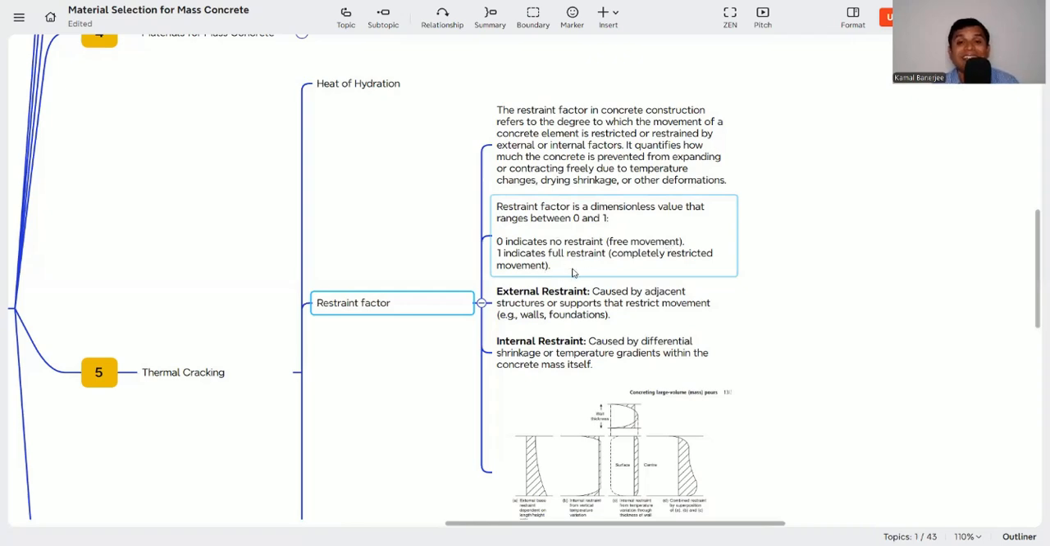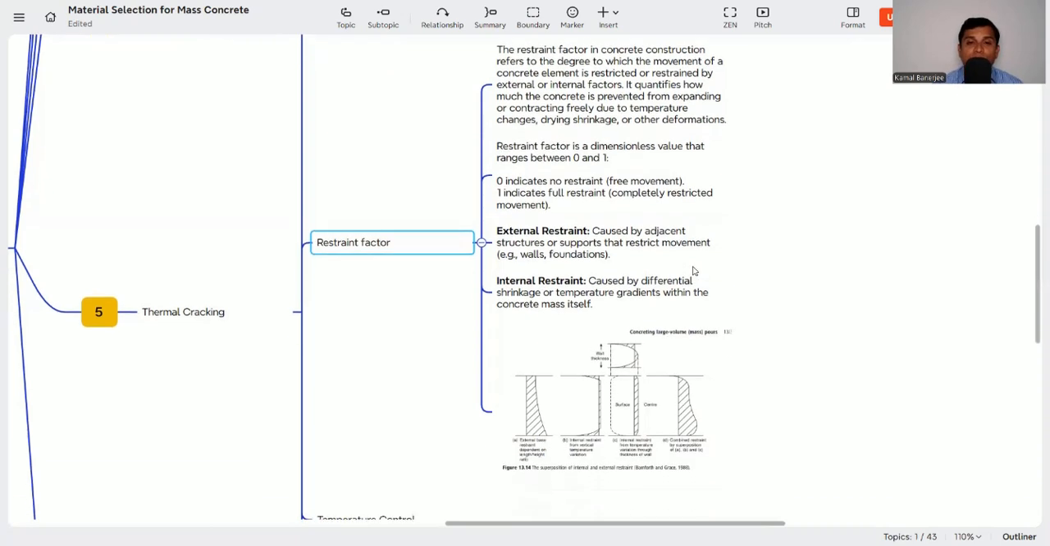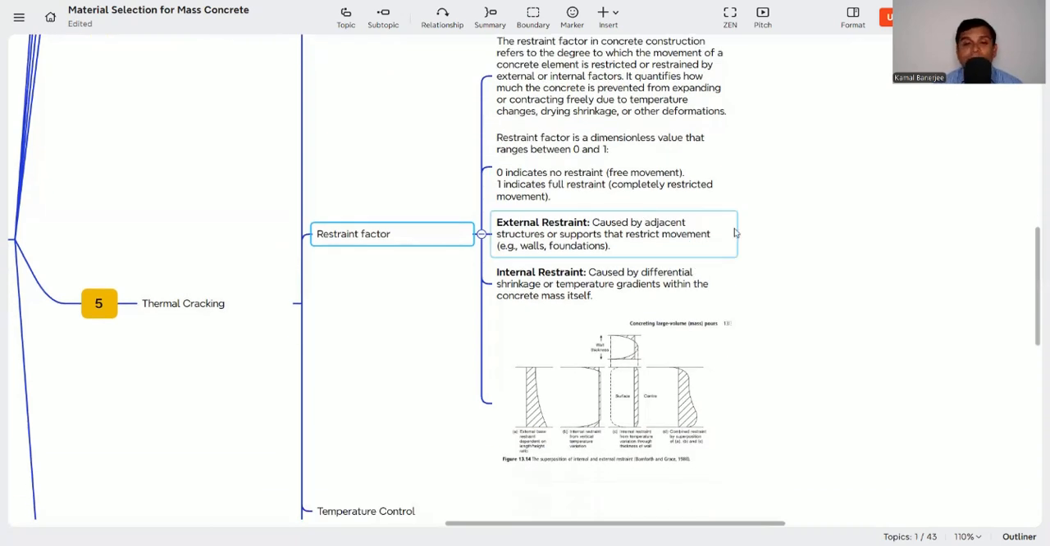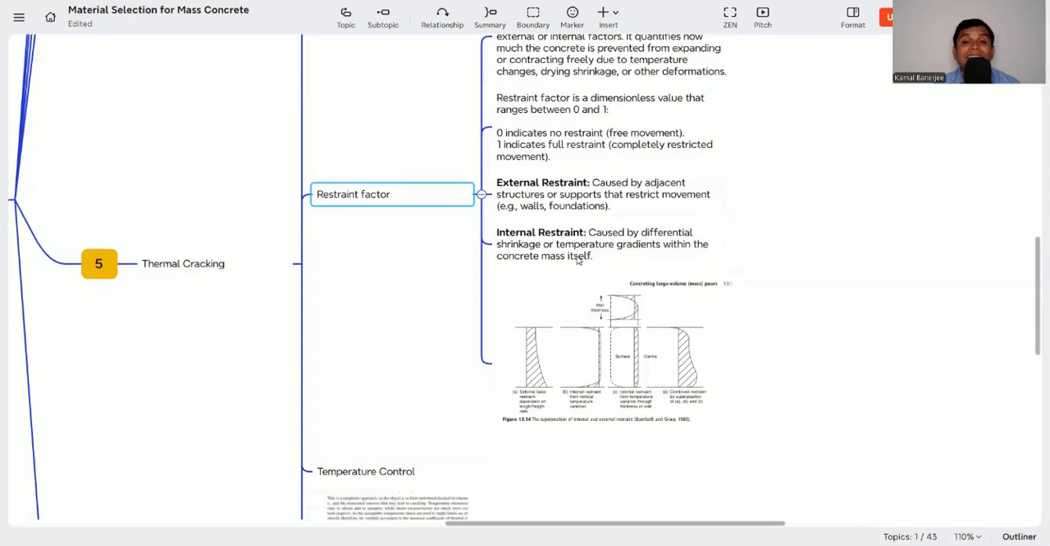So I have said already there are two kinds of restraint. There is external and another is internal. So what is external restraint? Caused by adjacent structures or supports that restrict movement, that is walls, foundation, etc. And internal, caused by differential shrinkage or temperature gradients within the concrete mass itself. So that is the internal restraint.